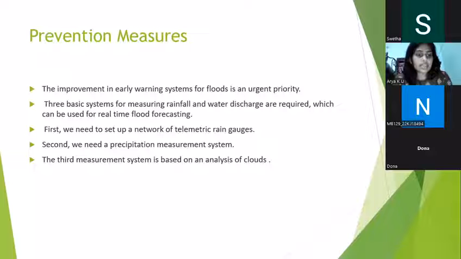The second one is a precipitation measurement system, through a network of weather radars, which is increasing day by day across the world, to provide a more precise description of the precipitation field. The third measurement system is based on the analysis of clouds. We can analyze images of the clouds provided continuously by geostationary satellites, so that we can predict rainfall. That's all.